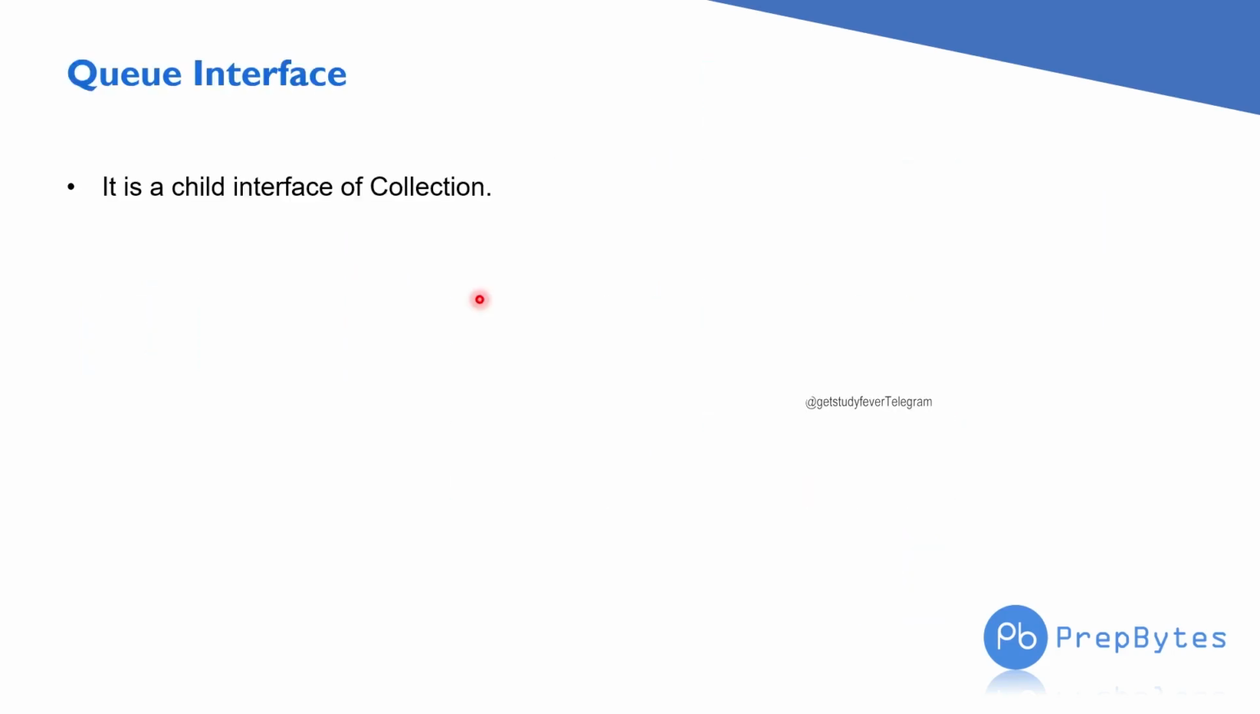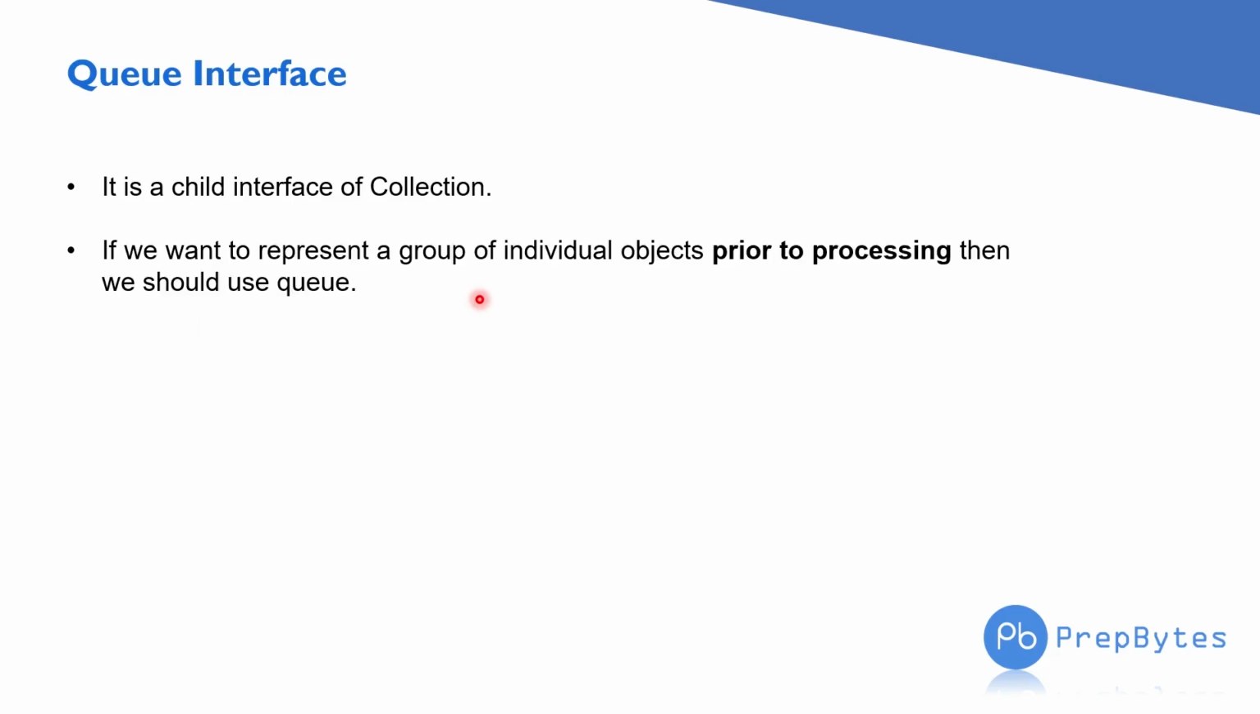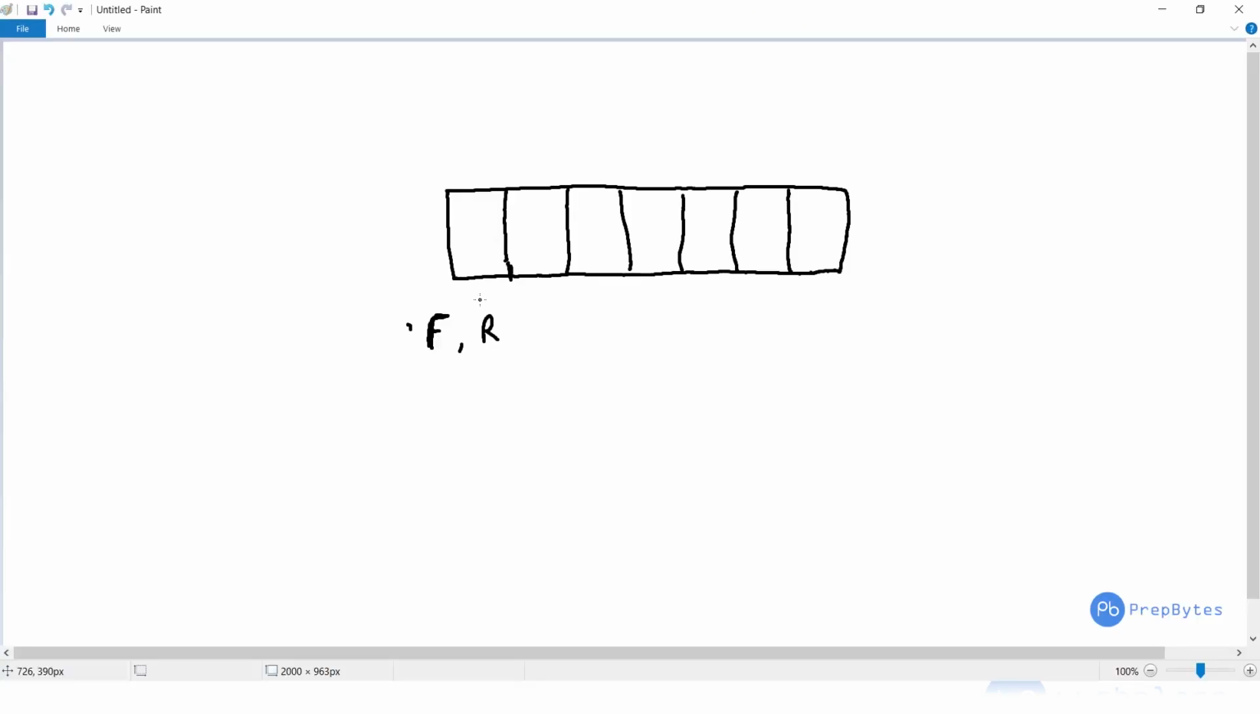Queue interface. In queue interface, it is a child interface of collection. We have all seen it. Then if we want to represent a group of individual objects prior to processing, then we should use queue. I have already told you about this. So let's take another example. Now this is a queue. Okay, we have a front and a rear inside a queue.